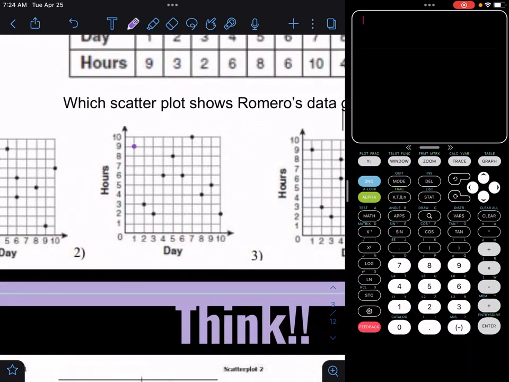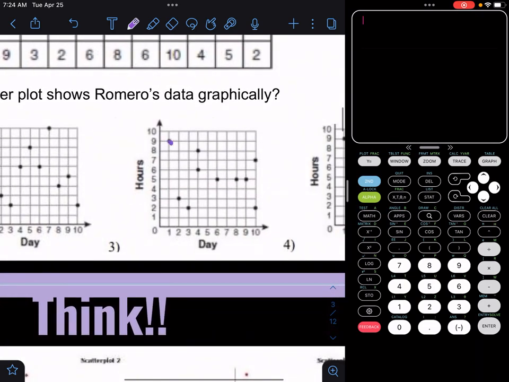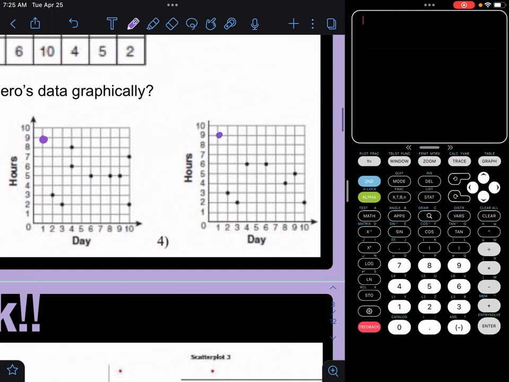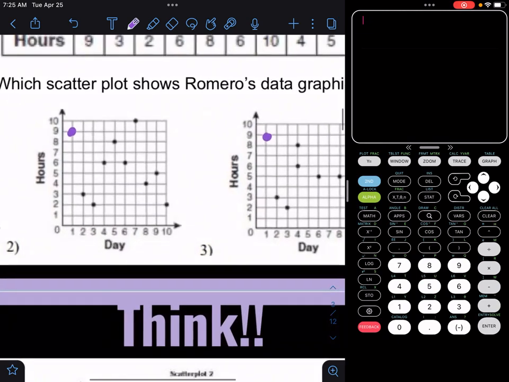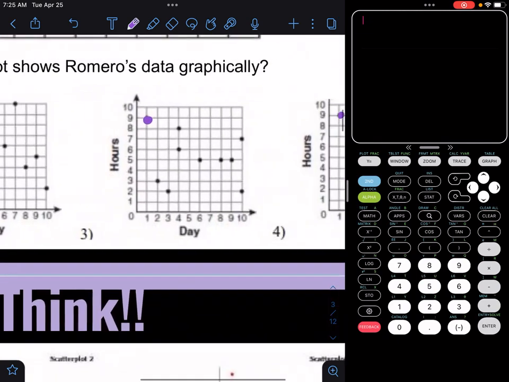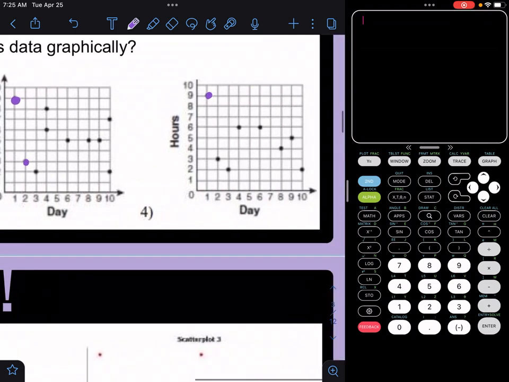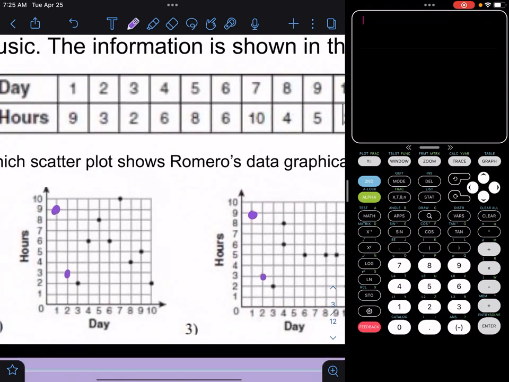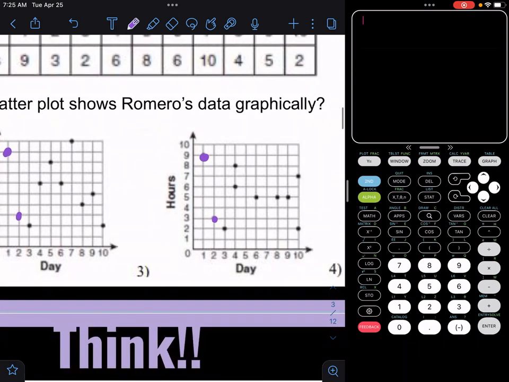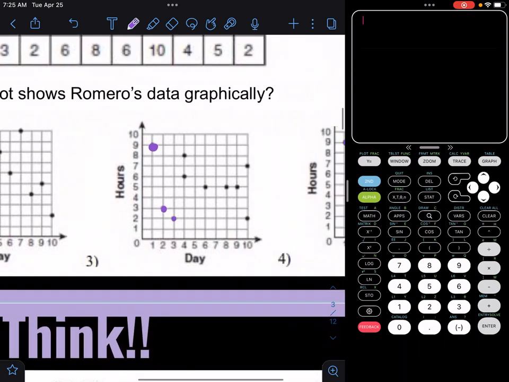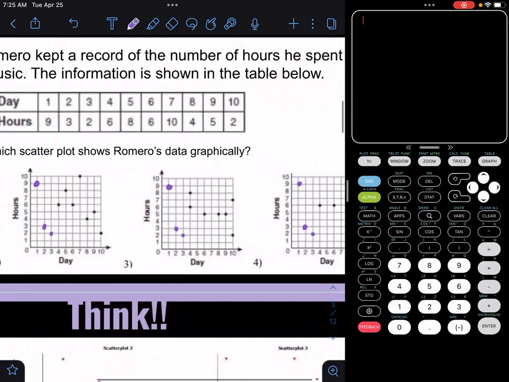1 day with 9 hours, that looks good. 1 day with 9 hours, that looks good, and 1 day with 9 hours. Okay. Now, 2 days with 3 hours. So far, so good. Now 3 days with 2 hours.